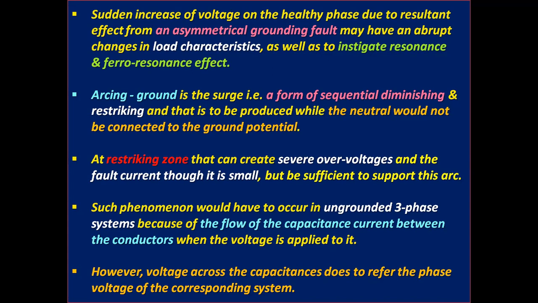Arcing ground is a surge in the form of sequential extinguishing and restriking, and it is produced while the neutral is not connected to ground potential. At the restriking zone, it can create severe overvoltages, and the fault current through it is small but sufficient to support this arc. Such a phenomenon occurs in an ungrounded three-phase system because of the flow of capacitance current between the conductors when voltage is applied to it. However, the voltage across the capacitances refers to the phase voltage of the corresponding system.